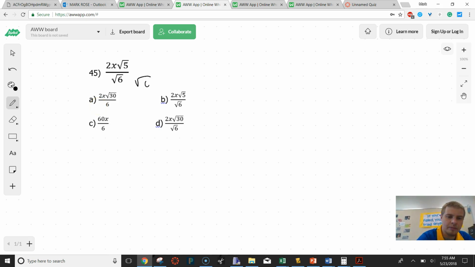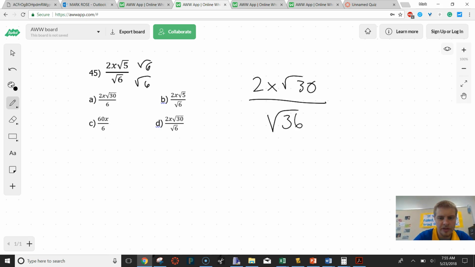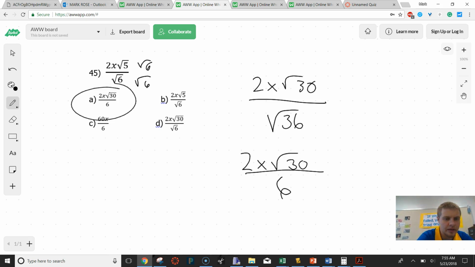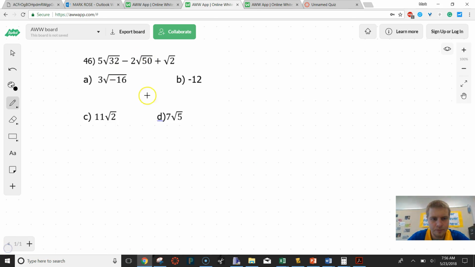So we fix that by multiplying it by the radical on the bottom, which would give you 2x radical 30, and this would give you radical 36. And then we could sit here and go, oh, what's the square root of 36? Well, that is 6. So we'd have 2x radical 30. And that's why A would be my answer for this. Let's try the next one.